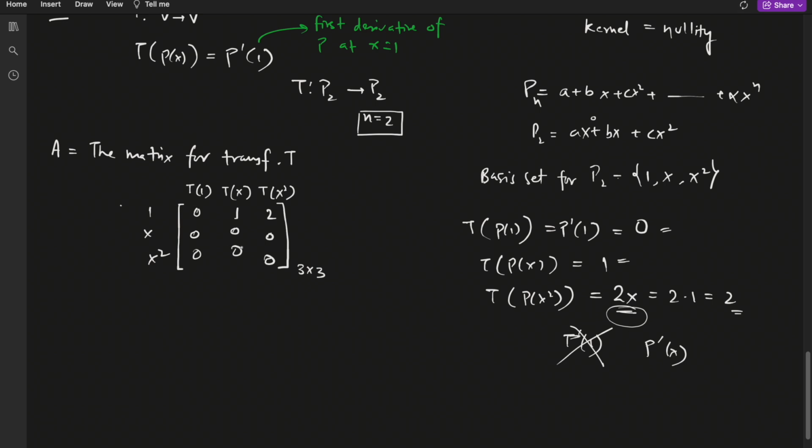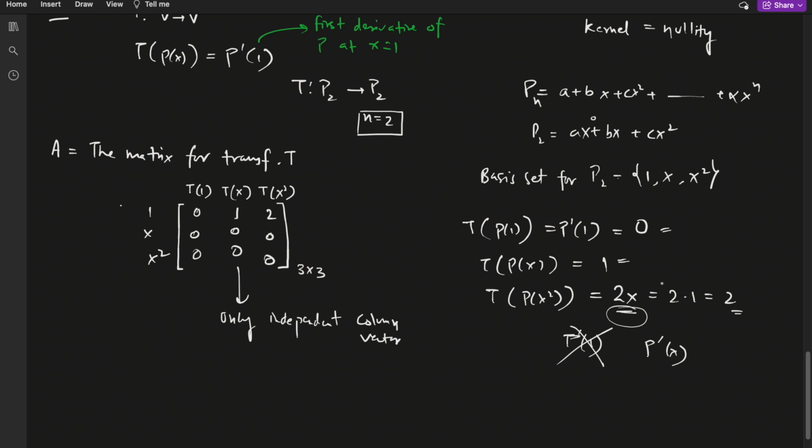And now if you check this matrix, there is only one independent column. This is the only independent column vector, right? So no matter what n is, even if n is 3, 4, 5, 6, no matter what n is, you will always get this type of matrix where you will only have one independent column vector.